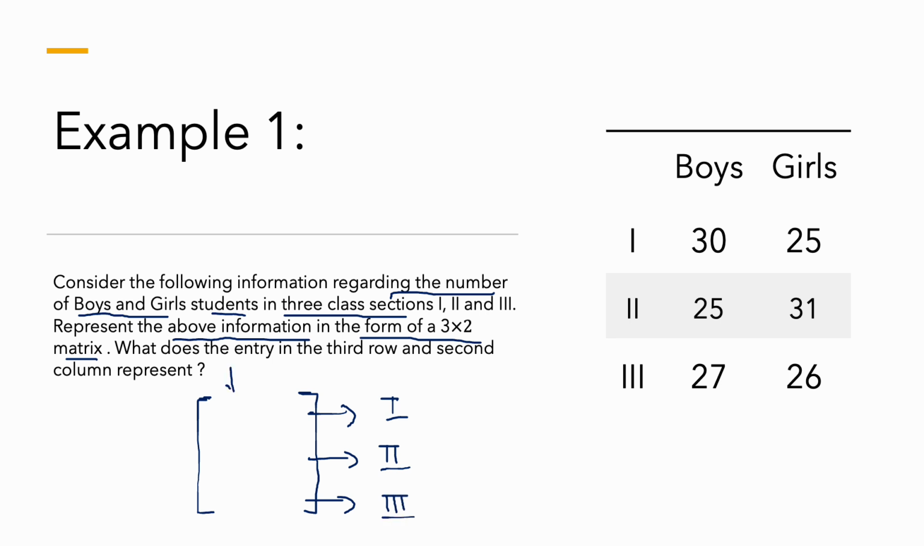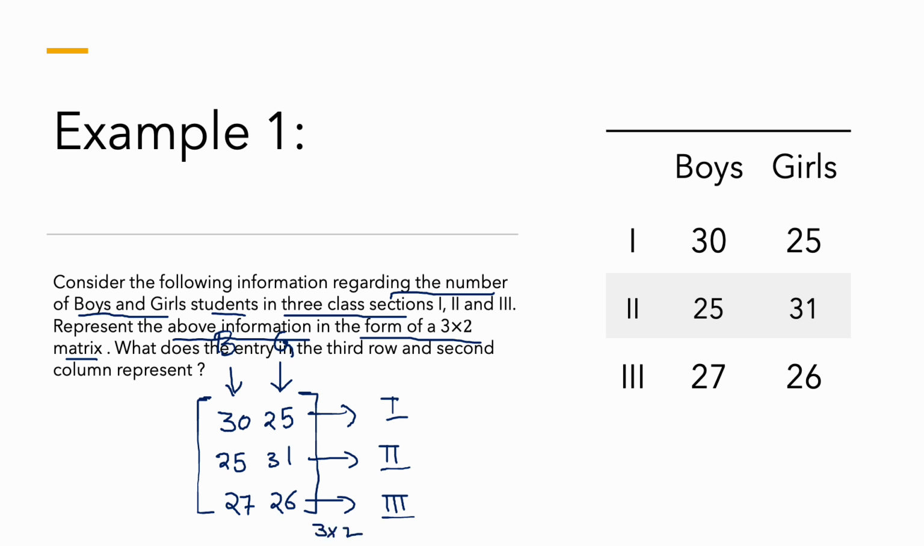And I can assume that the first column is giving me the information about the number of boys and the second column is giving me the information about the number of girls. So in class section 1 there were 30 boys and 25 girls. Then there were 25 boys and 31 girls in class section 2, and then there were 27 boys and 26 girls in class section 3. So this is the matrix of the order 3 by 2.